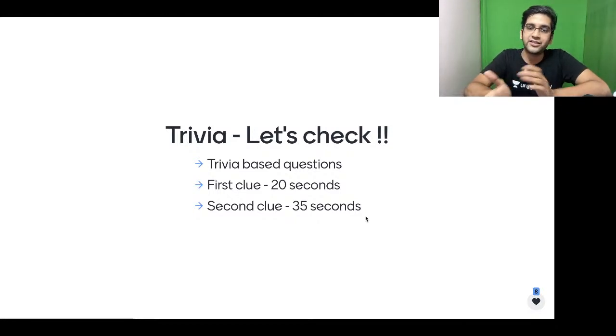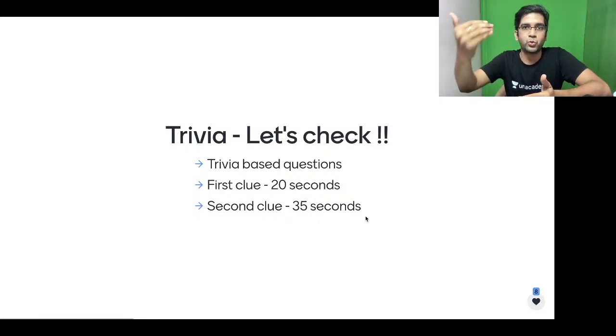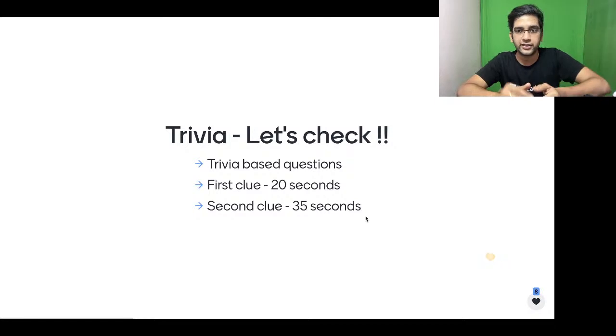So if you are going to answer in the first 20 seconds without a clue, definitely your points will go up. You must have seen it went up the ladder. Who answered it faster, right? And the second clue, if you answer after that, if you just want the right answer, you might wait for the second clue. That will be an easy one and you can pick the answer, fine?